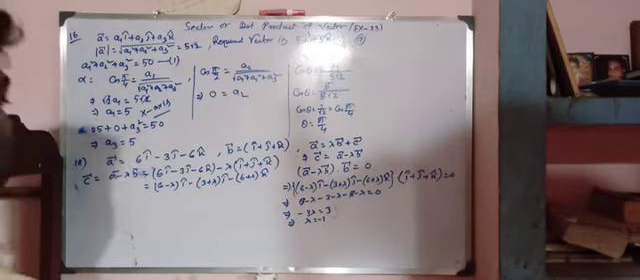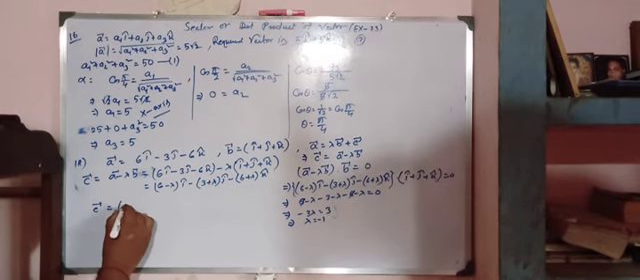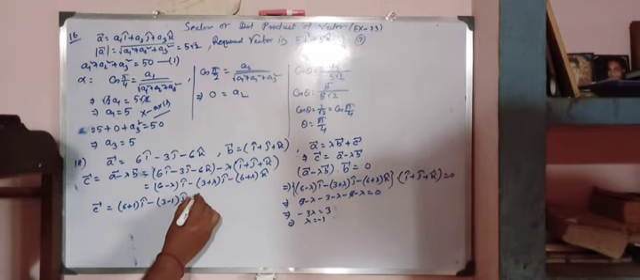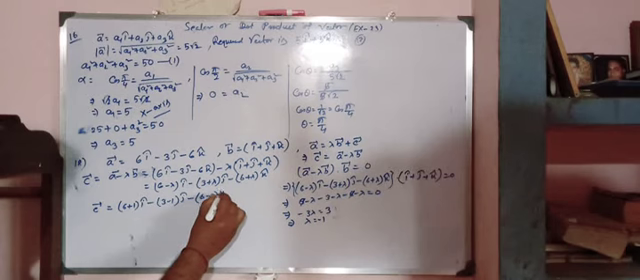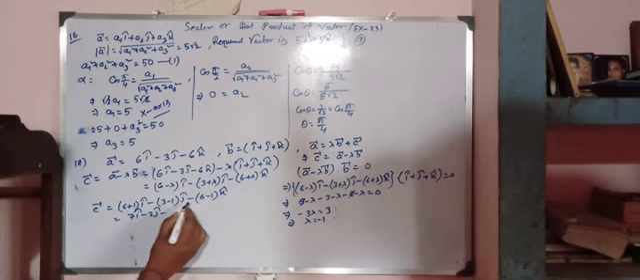So C vector is equal to 6 plus 1 i cap, minus 3 minus 1 j cap, minus 6 minus 1 k cap, that is 7 i cap minus 2 j cap minus 5 k hat. Okay.